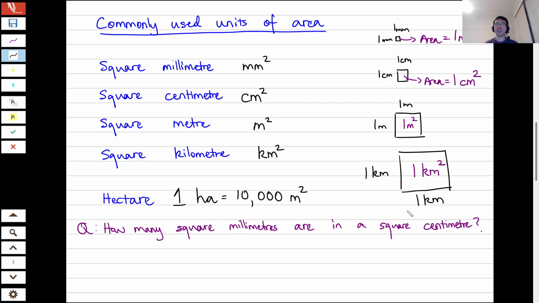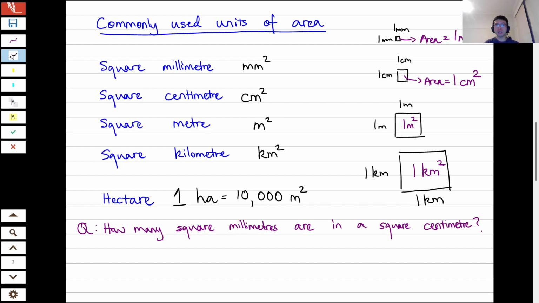Now, in the last video, we asked the question, if I gave you a length in one of these units, millimeters, centimeters, meters, kilometers, can I convert from one unit to the other? And I want to pose that question here. If I give you a unit of area rather than length, can I go back and forth? And the answer is yes.